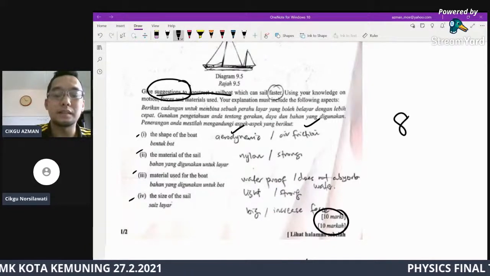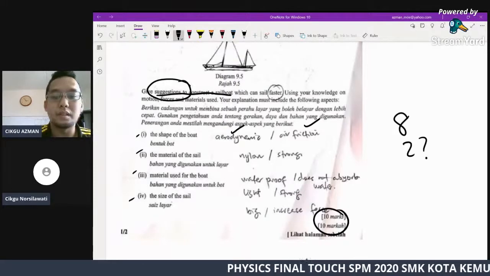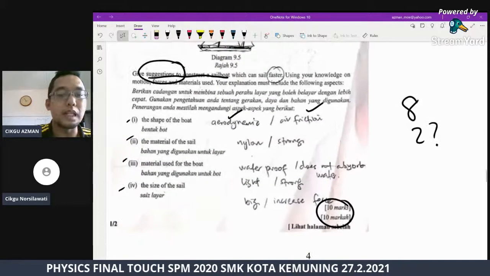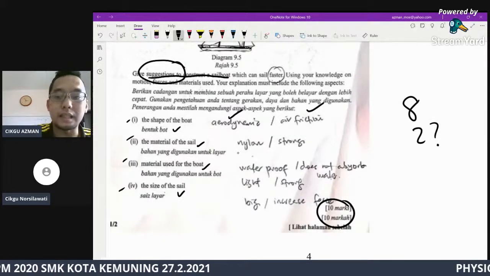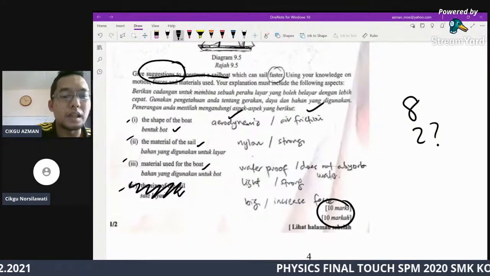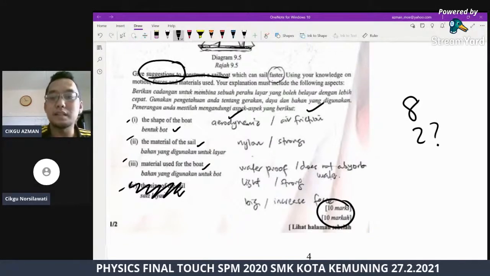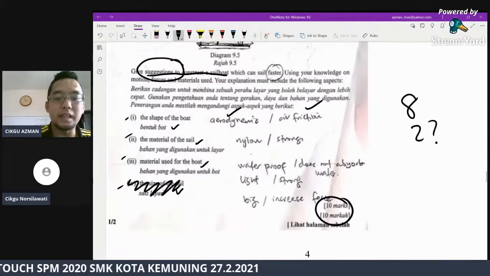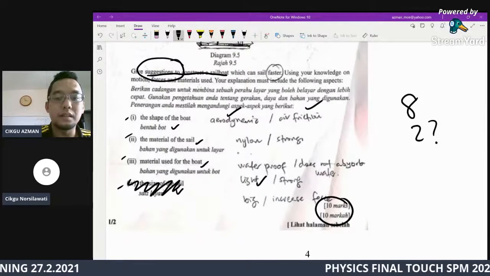Baru 8 markah. So where we want to get another 2? You need to elaborate more. Okay, ini dia bagi tips. Jangan lupa untuk tambah lagi 1 point. Kalau dia bagi 3 je, ni dia tak bagi. Then you need to add 2 more points. Tambah lagi 2 points. Okay, and give the suggestion and the reason.